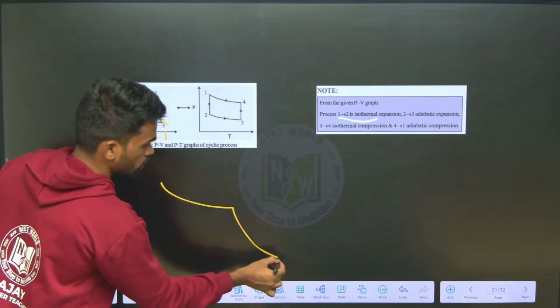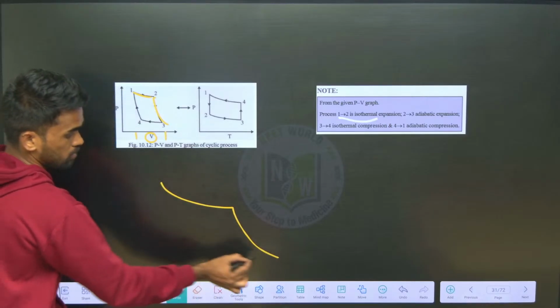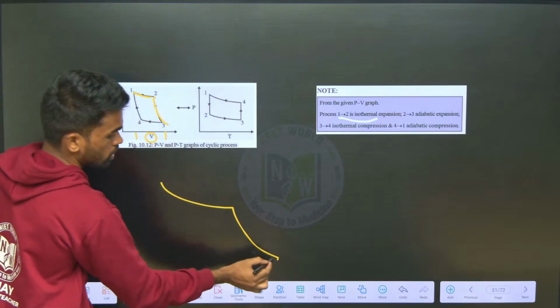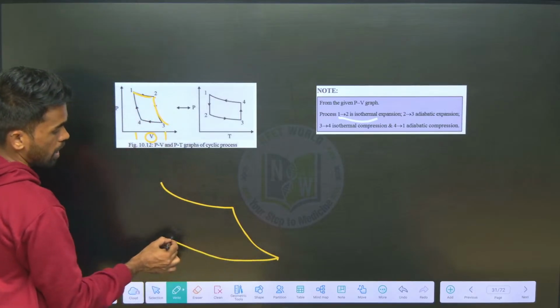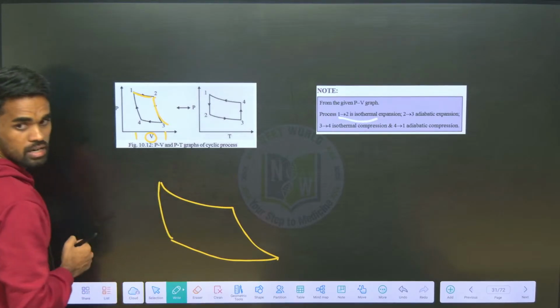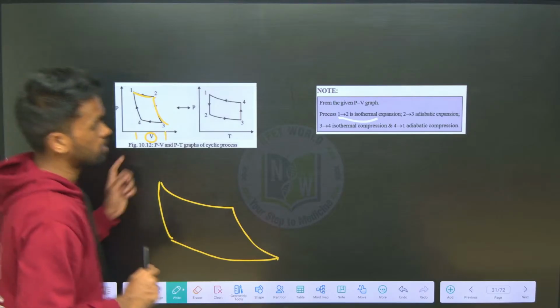If it is going this side, it means volume is increasing, expansion. Next it is going back, it means it should be compression. It is similar to the above one, so isothermal compression. Again from here to here, adiabatic compression. Four processes will be there in the graph. Right.